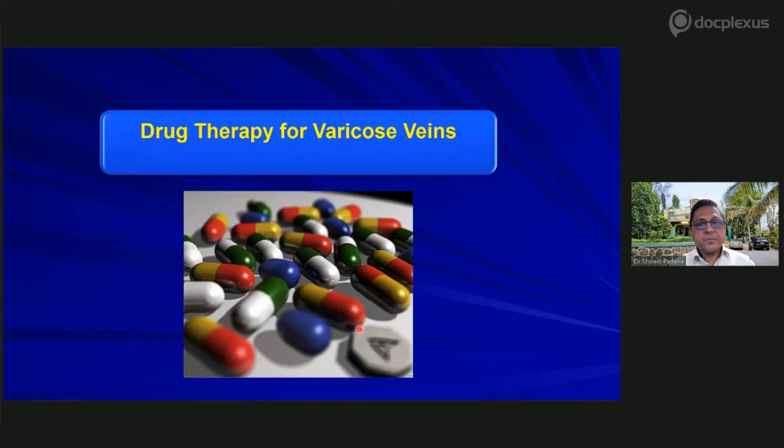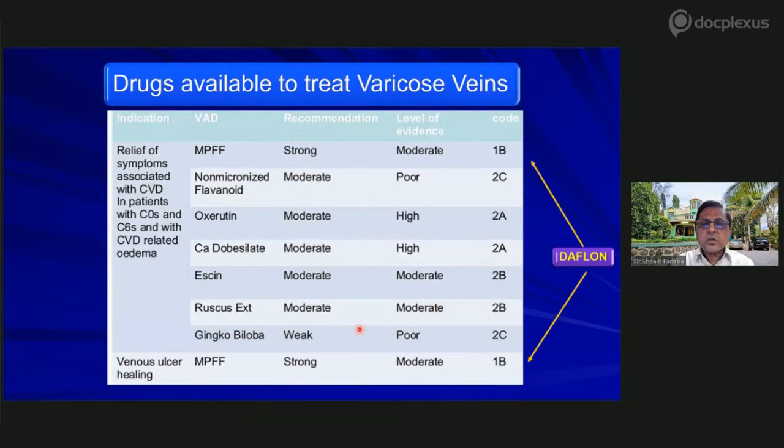Very important. What about drug therapy? Are there any medicines for varicose veins? Oh yes, there are plenty of medicines. There are so many medicines available. So flavonoids, oxyrutin, calcium dobesilate, ruscus, ginkgo biloba, you name it.